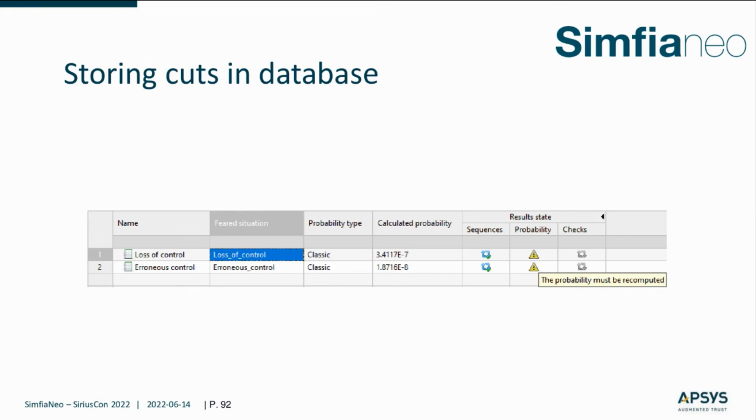Here we can see two computations, and SimfiaNeo knows the cuts are up to date. But the probability must be recomputed because the user has changed an event law. When probability is recomputed, SimfiaNeo loads the previous result. It retrieves all linked events and recomputes the probability of the feared situation.